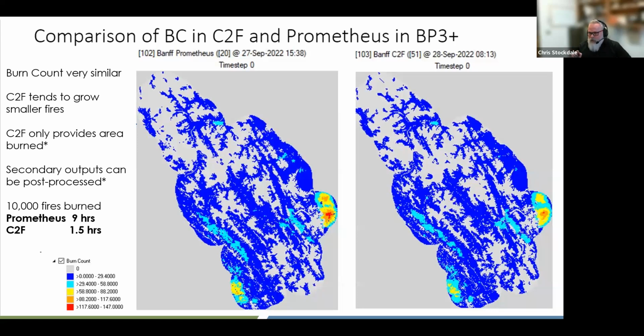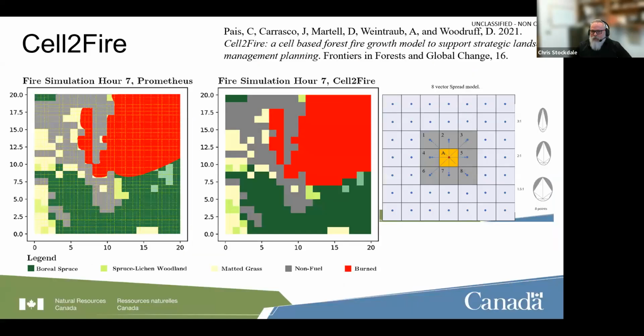However, because of the modular nature of SyncroSim, we can write code that will calculate those things afterwards, and we will be working on this in the next few months. The cool thing is that Cell2Fire's speed advantage allows a user to test their inputs and settings and see how it's playing out on the landscape before they commit to a slightly slower run to get more detail out of Prometheus. And that is a really cool thing.